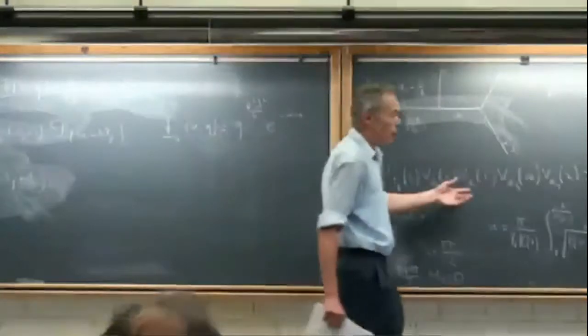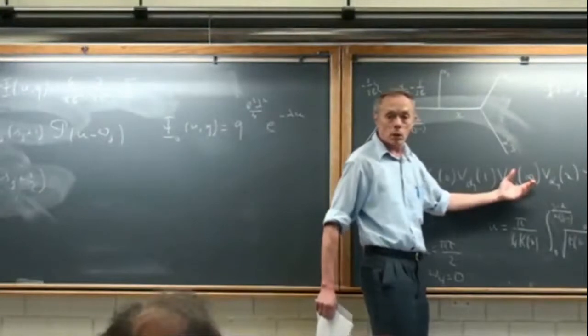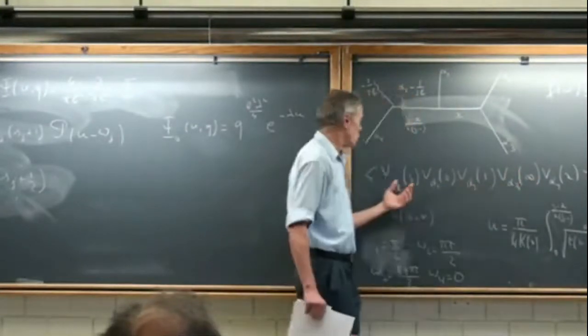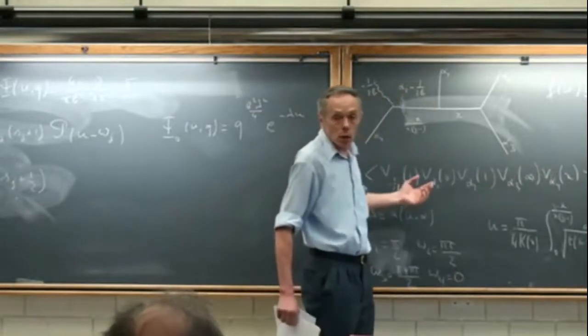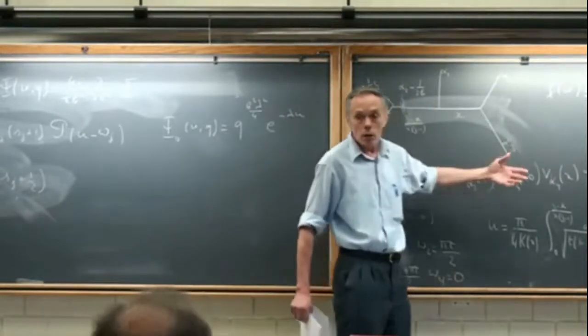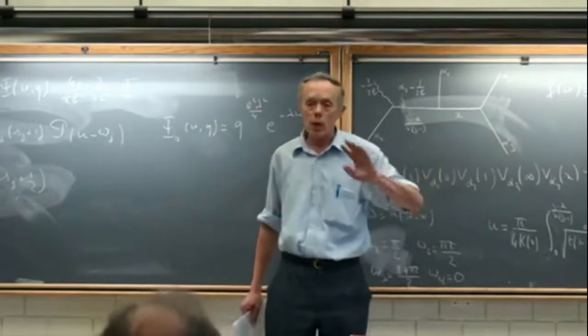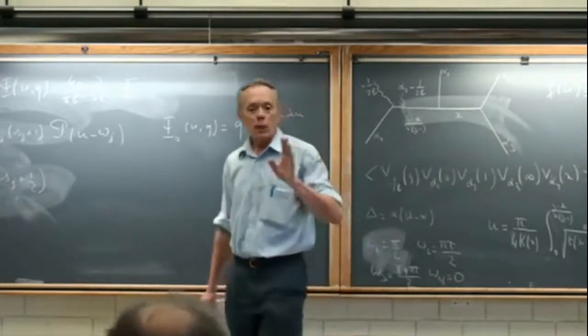You have to multiply this by the complex conjugate. x is supposed to be complex, and z also. So this is not the full correlator. This is not the full block. This is only half of it, in some sense.